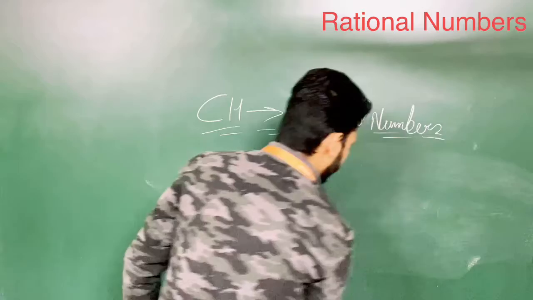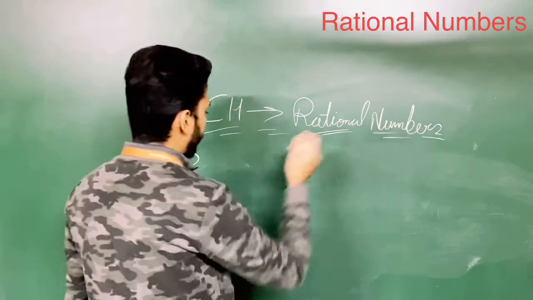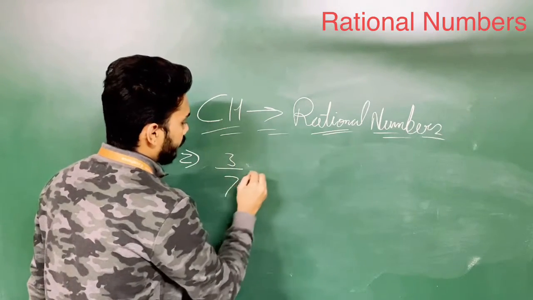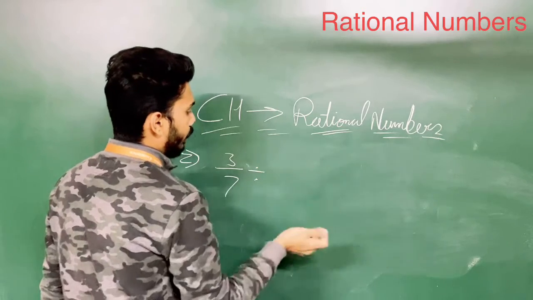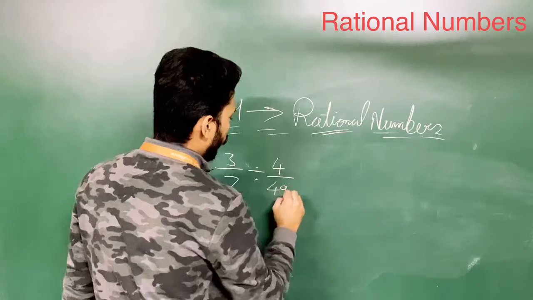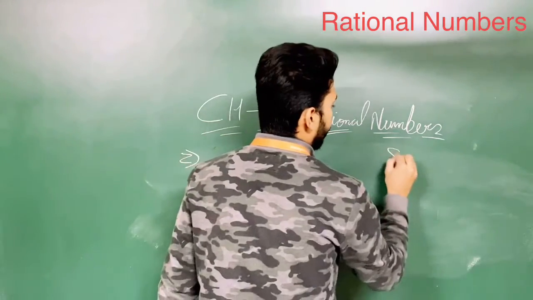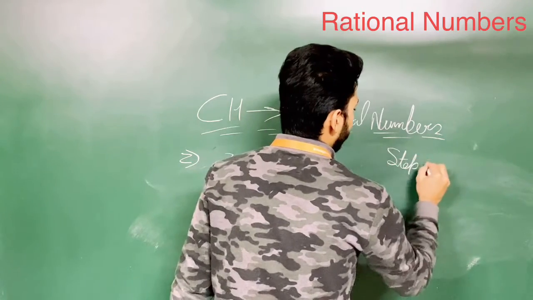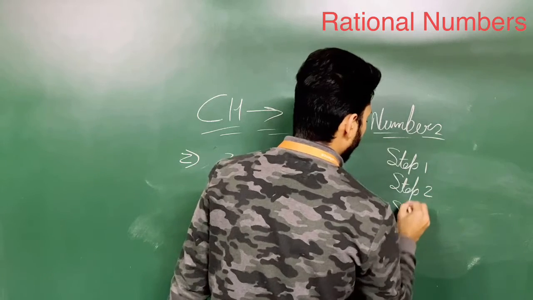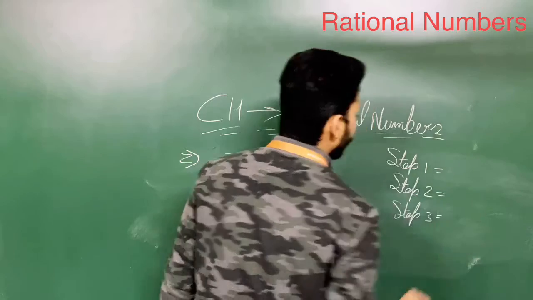Suppose if you get a sum in a division, like if we get sums in divisions, which I have also discussed with you in my next video, like 3/7 divided by 4/49. If you get a sum like this, 3/7 divided by 4/49, again we can say step 1, step 2 and step 3. You always have to focus on 3 steps.